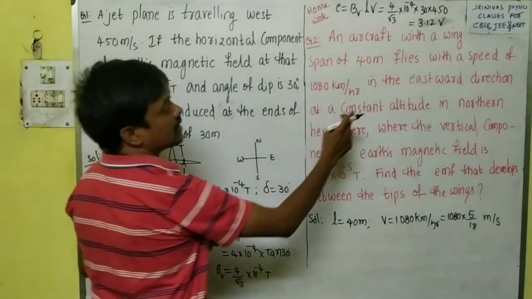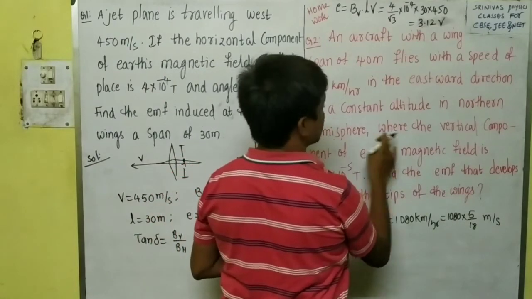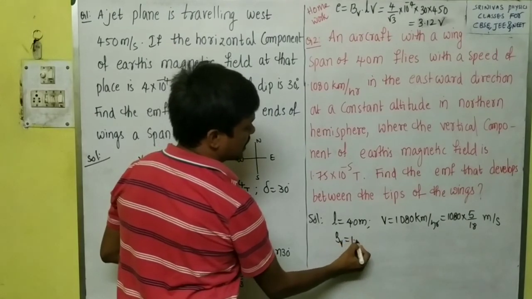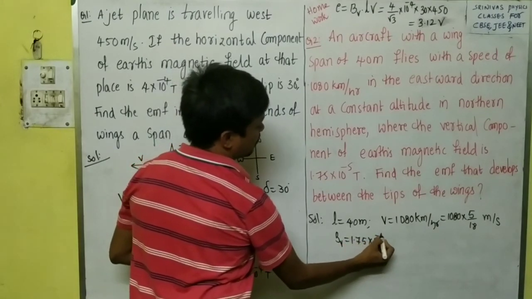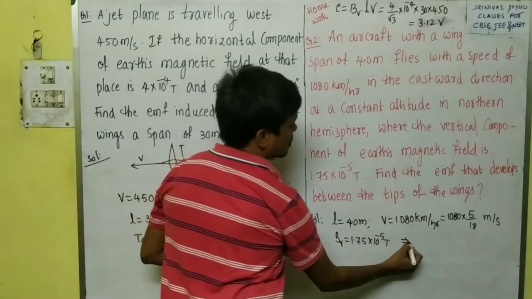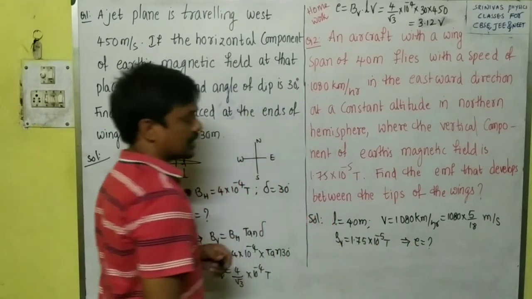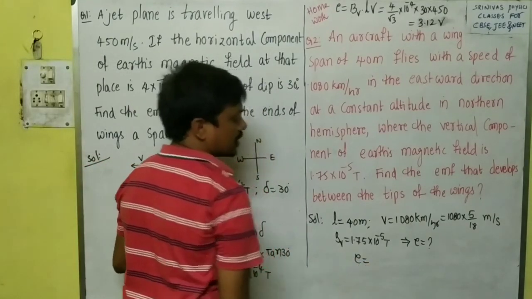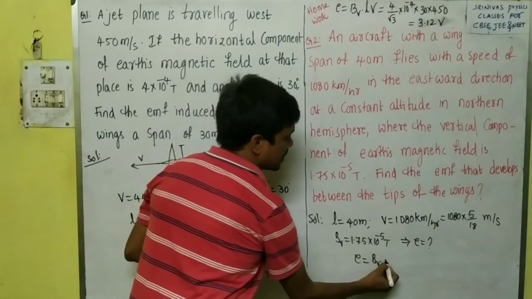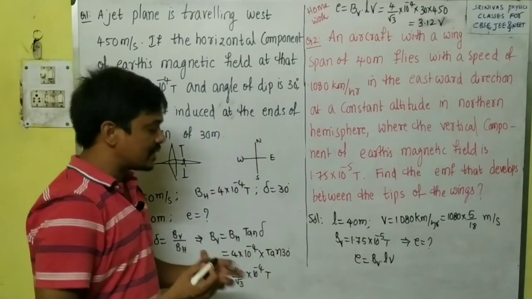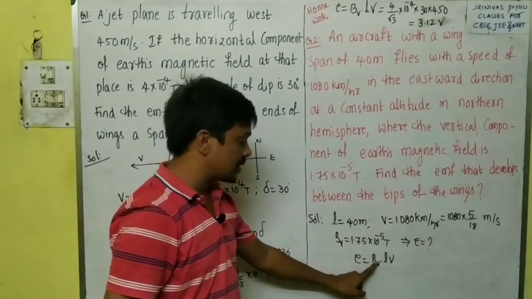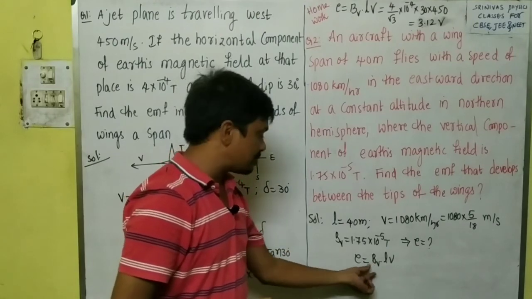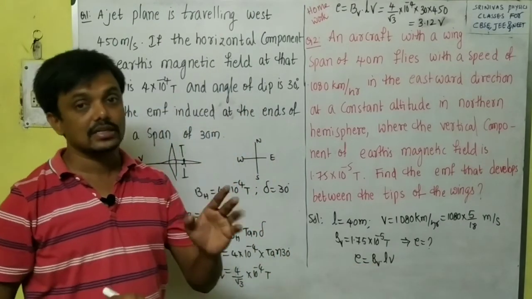Then after that, it is moving in the northern hemisphere where the vertical component of the Earth's magnetic field is given directly here, 10 to the power of minus 5 Tesla. They are asking for the induced EMF across the wing, across the tips of the wings. This induced EMF formula we can use directly, right? That formula is BV L V. Why? B suffix V, not B into V. B suffix V means the vertical component of the field. BLV is the formula, but in place of B we use BV, since Earth's magnetic field has BH and BV.